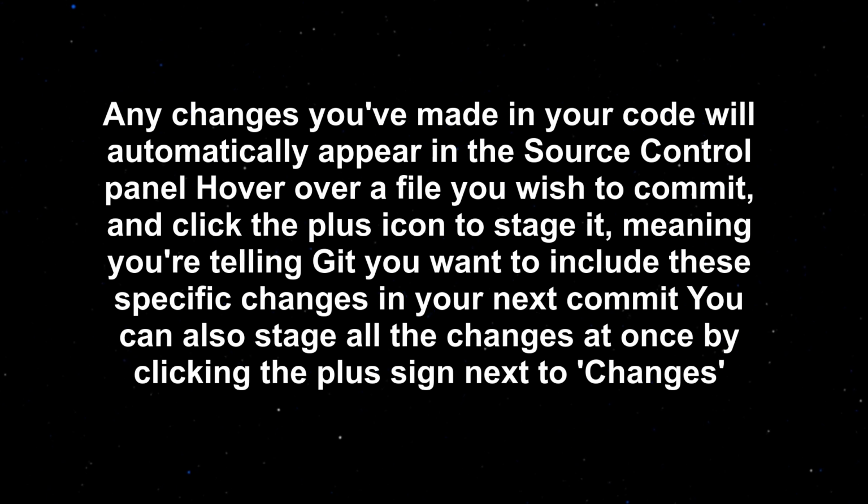Any changes you've made in your code will automatically appear in the source control panel. Hover over a file you wish to commit and click the plus icon to stage it, meaning you're telling Git you want to include these specific changes in your next commit. You can also stage all the changes at once by clicking the plus sign next to changes.